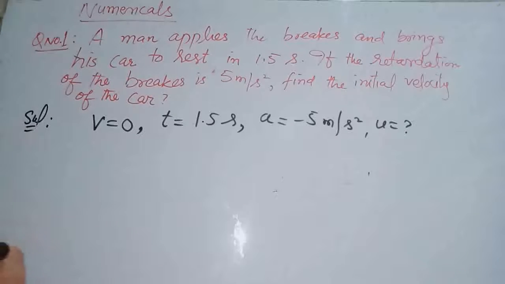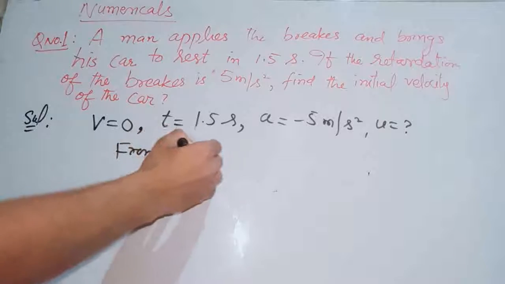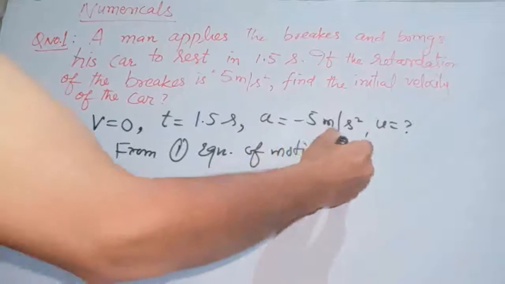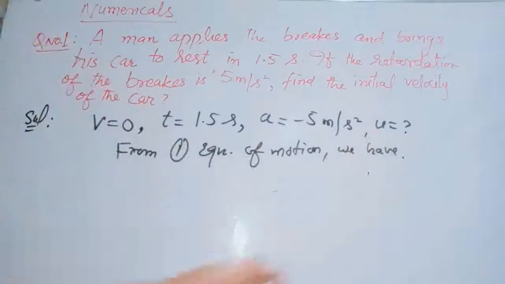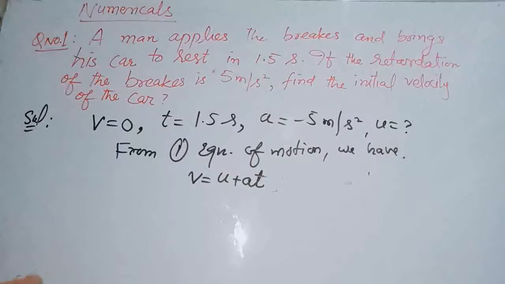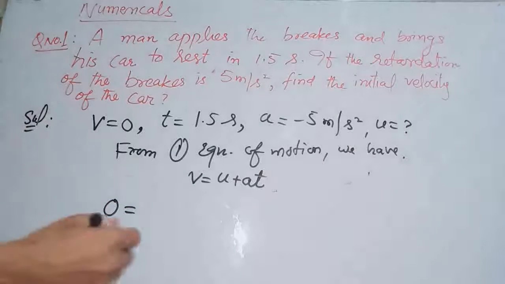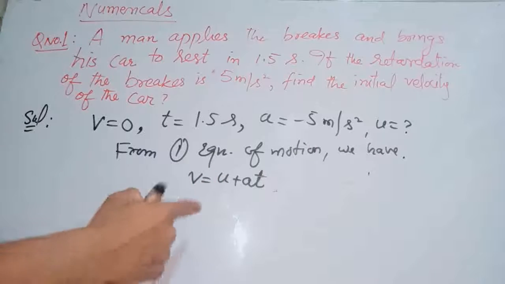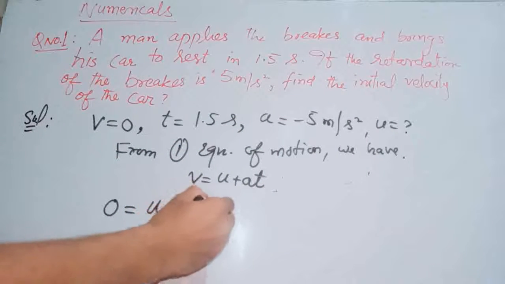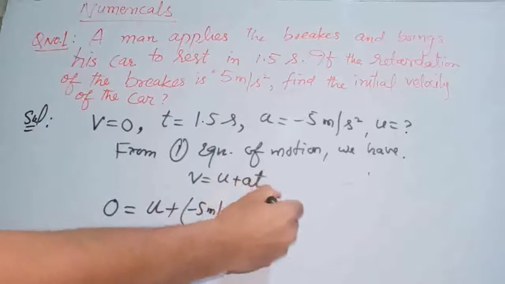So we can use the first equation of motion. From first equation of motion, we have v is equal to u plus at, which means that here v is 0. Final velocity is 0, and we have to find the initial velocity u plus a, where a is minus 5 meter per second square multiplied by time, and time here is 1.5 second.